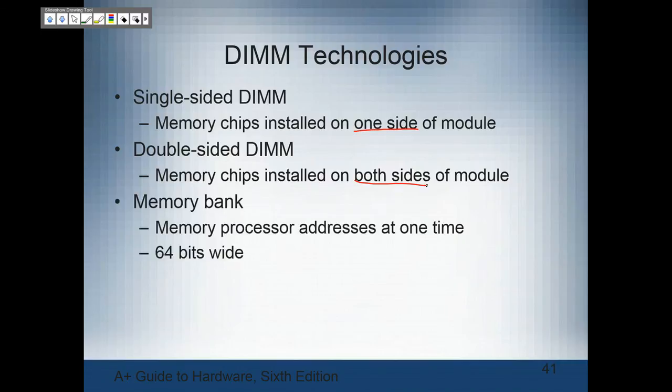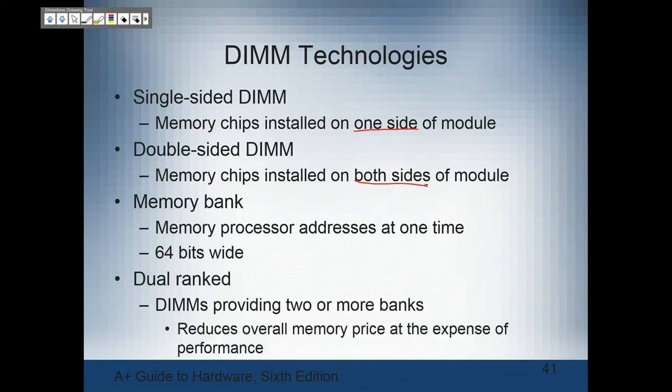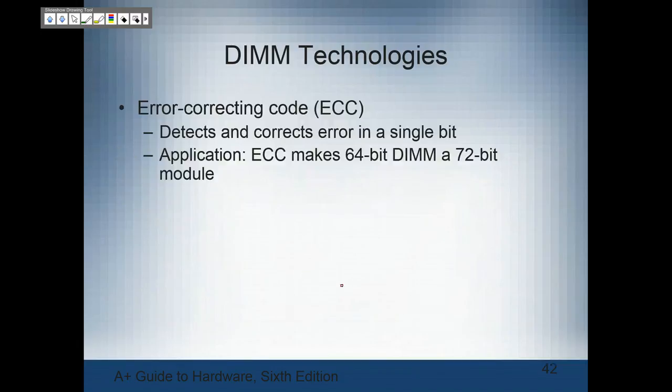The memory processor addresses the memory banks one at a time, and the banks are 64 bits wide. Dual rank sounds like it should be faster, right? But it's really not, because the DIMM provides 2 or more banks. It reduces the performance because to get the 64 bits, first it addresses bank 1, and then bank 2, which slows down the process.